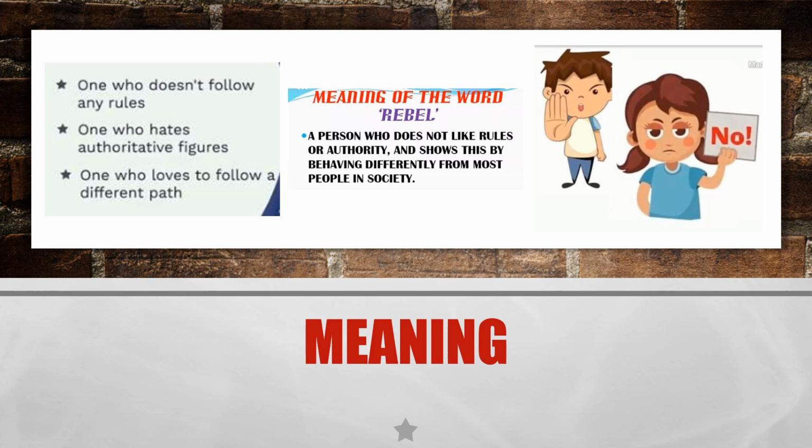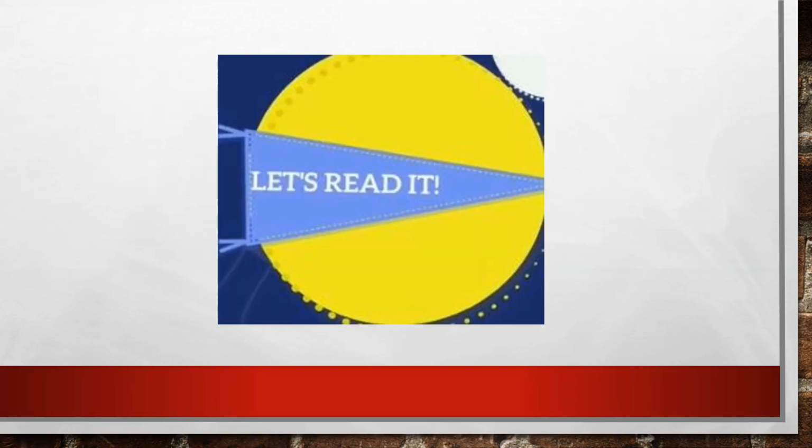So, before we read and comprehend the poem, let's understand what rebel means. A person who does not like rules or authority and shows this by behaving differently from most people in society, or one who doesn't follow any rules, or the one who hates authoritative figures, or the one who loves to follow a different path. Now read the poem aloud.